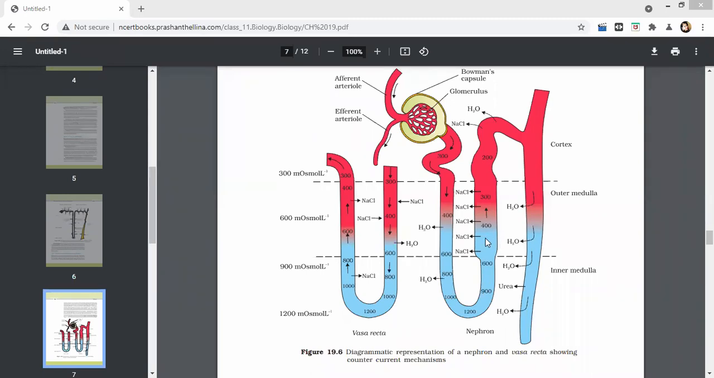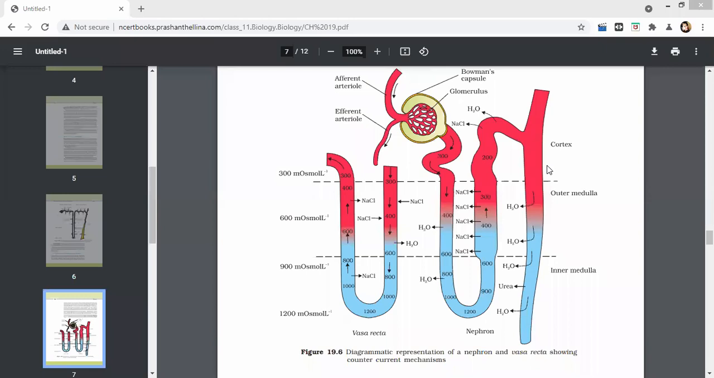Here, when the NaCl is coming out, the H2O which came out from the vasa recta enters inside the nephron. As H2O is added, the concentrated form comes back to its diluted form. Once it reaches the cortex region, again the removal of NaCl as well as H2O takes place, and due to this it enters the collecting duct.